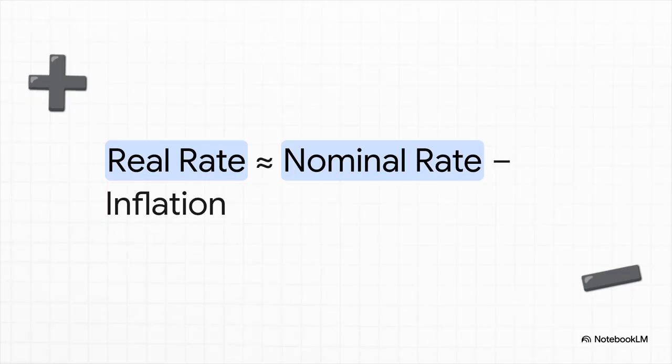And this simple little formula really says it all. If a lender wants to make a real return of, say, 2%, but they think inflation is going to be 3%, well, they have to charge a nominal rate of 5%. They have to. Otherwise, inflation would literally eat up all their profit and then some.